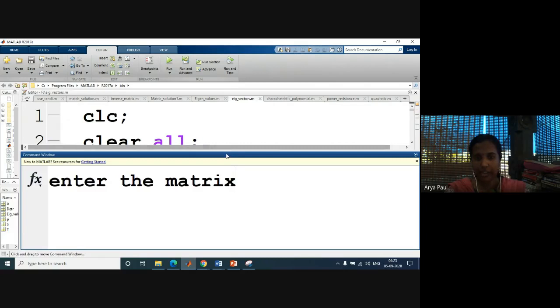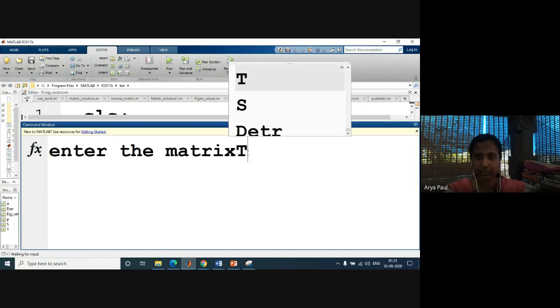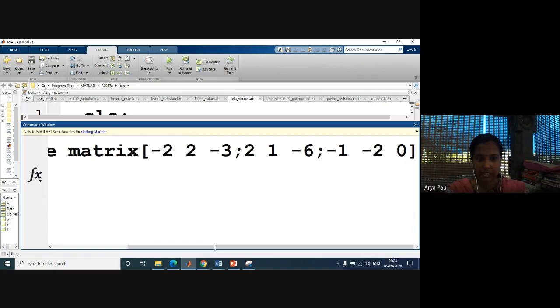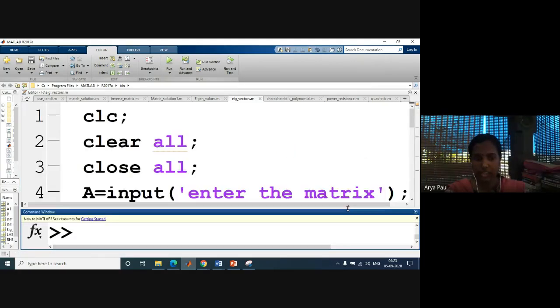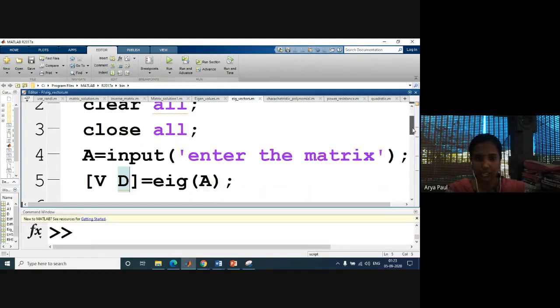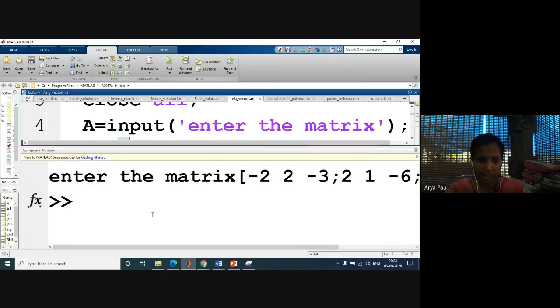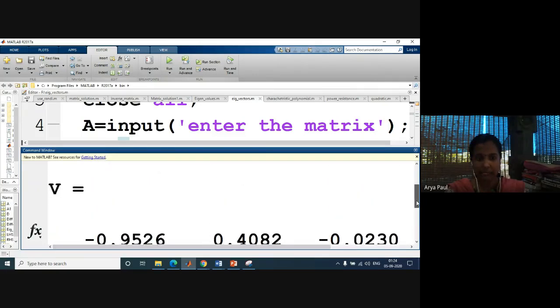So you need to enter the matrix. Run this program. You need to enter the matrix. This is our matrix, so I have entered the matrix. Now you can see what is V and what is D. Type V. So V is this. This is a matrix. V is a matrix.